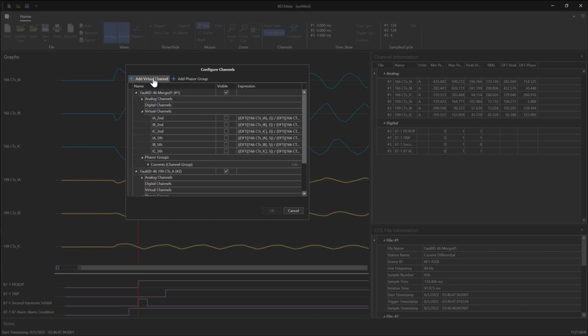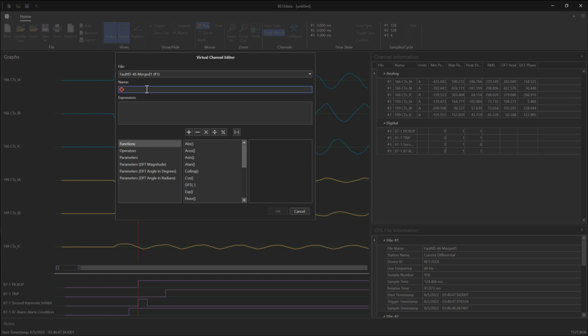To do so, I'm going to add virtual channel, and in this case, I'm going to look at the second order harmonic. And you have to know a little bit about the algorithms that any specific function is using. In this particular example, second order harmonic is the percentage of the second order in comparison to the fundamental or the first order. So I use the DFT, which is a discrete Fourier transform, and I'm selecting channel current A and looking at the second order, so I put a 2 in there.